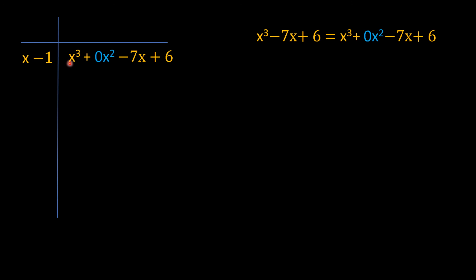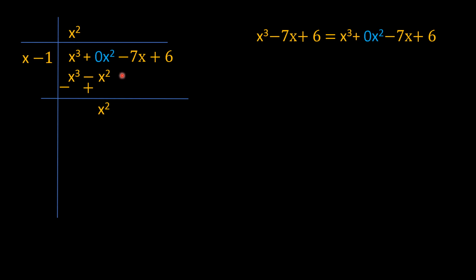First we will divide this x cubed by x. That will give us x squared, which we will write over here. Now we will multiply x minus 1 by x squared. So x squared multiplied by x will be x cubed, which we write here. Then x squared multiplied by minus 1 will be minus x squared, which we write here. After that, we will change the signs. Plus x cubed becomes minus. This minus sign becomes plus. So x cubed minus x cubed will be 0, and this will be x squared.